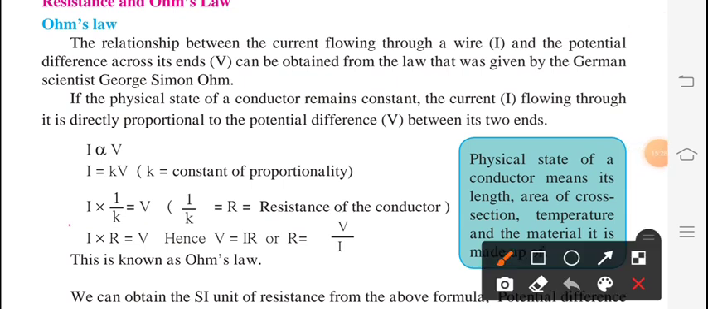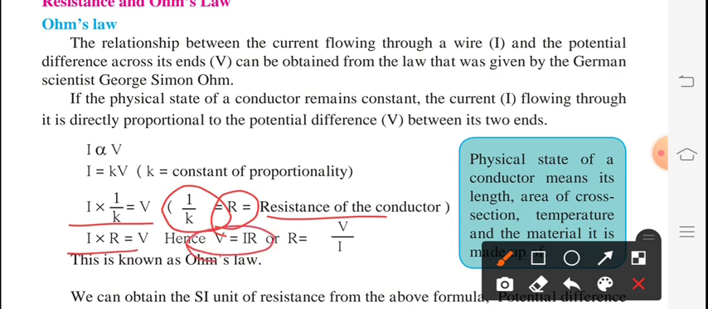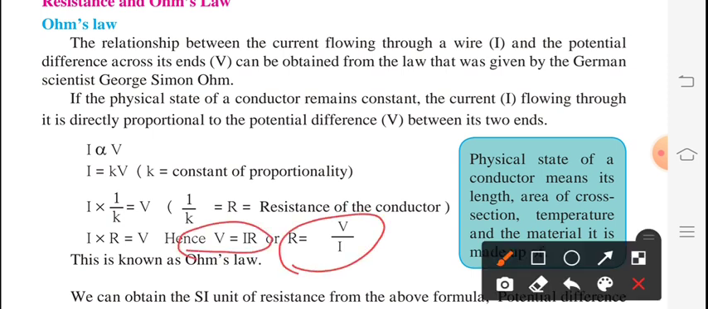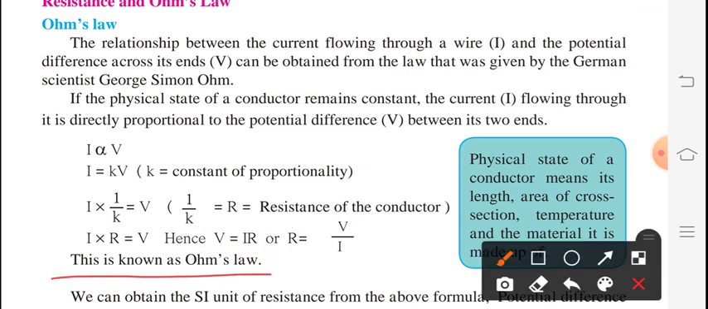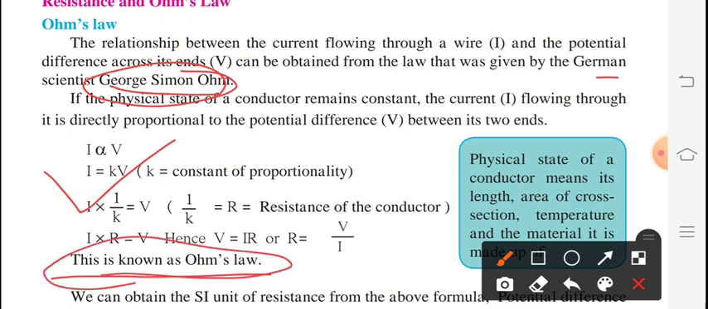So I upon K is equal to V. 1 upon K we represent with R, and R is the resistance of the conductor. So I multiplied by R is equal to V. Hence V is equal to IR, or we can write R is equal to V upon I. This relation was discovered by German scientist Georg Simon Ohm, so this law is known as Ohm's law.